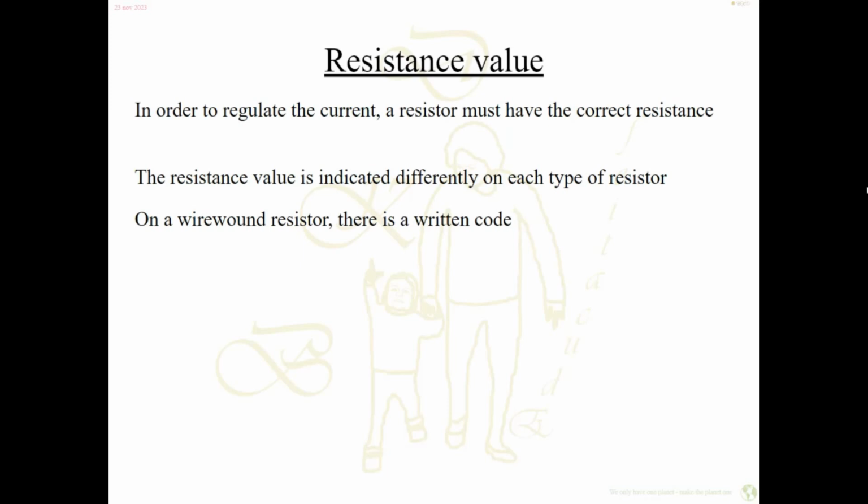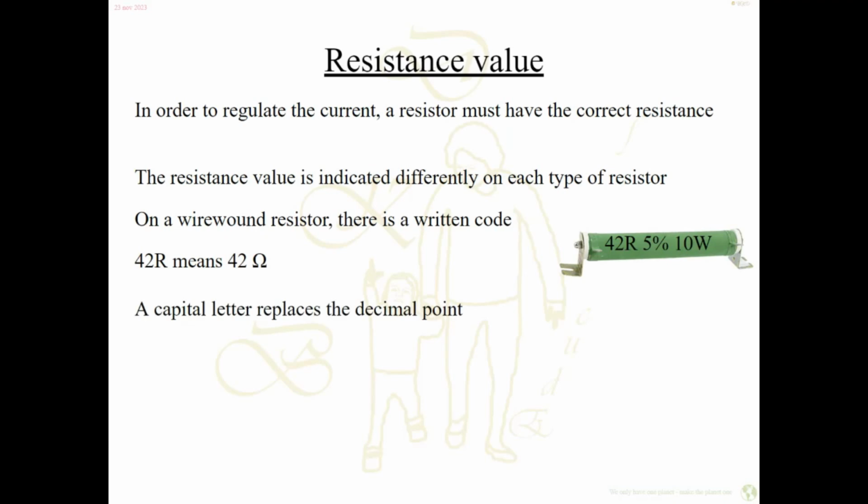On a wire wound resistor, there's a written code like this one: 42R 5% 10W. Well, the 42R means 42 ohms of resistance. The R replaces the unit of measurement, but it also replaces the decimal point. So 42R means the decimal point is behind the 42, so it's 42 ohms. But for instance, if you have 4R2, it means 4.2 ohm. The R replaces the decimal point.